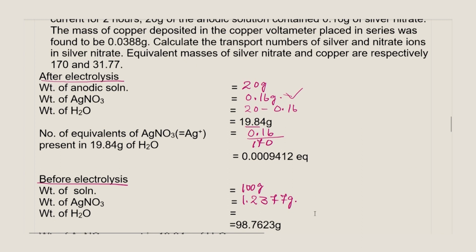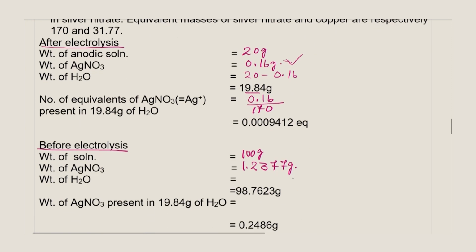Okay. Now, weight of water will be 100 minus 1.2377, that is the mass of silver, and the answer is 98.7623 gram. Now, here the weight of water is 98.7623 gram and so much of water contains this much of silver nitrate. Here we are having water, that is 19.84 gram, you are having 0.16 gram.